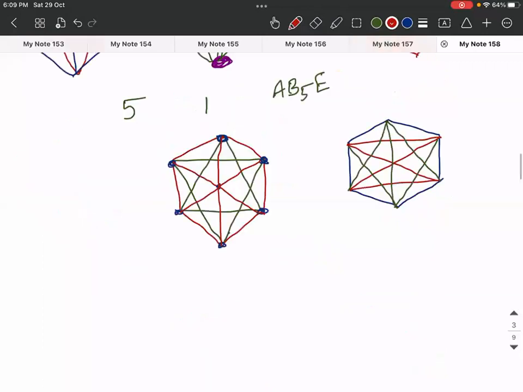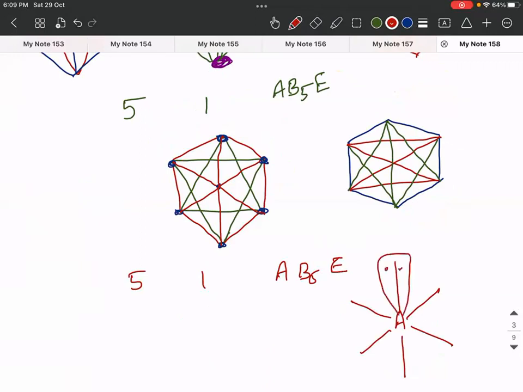5, 1 means A, B, 5 and E. Okay, so A, B, B, B, B. So this part becomes the lone pair, B, B, B, B, B. Then what is the shape? So connect. Okay, square pyramidal. How to draw square pyramidal?